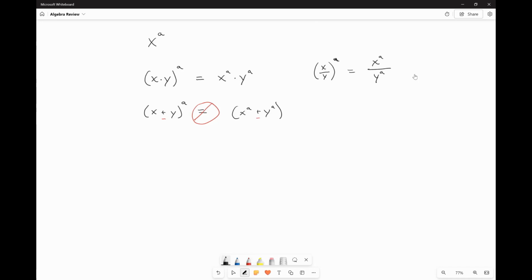All right, let's take a look at this. We could have x to the a power, and we could raise that to the bth power. We can do that. When you have that, that would be equal to x to the a times b.